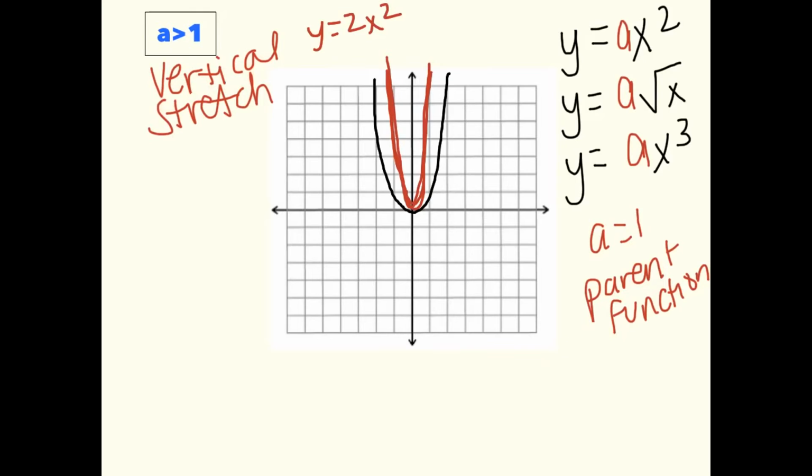Now we have to say vertical stretch, because with the quadratic it does get narrower, but if you had, say, the cubic or the square root function, here's the square root parent function, and you put the a greater than 1, so y equals 2 square root of x, it stretches higher. So when you stretch, it gets a little bit taller. So we can't always refer to this vertical stretch as skinnier or taller, because they're different depending on the parent function that you have. So you have to use this vocabulary, vertical stretch. When your a is greater than 1, you have a vertical stretch of your parent function.